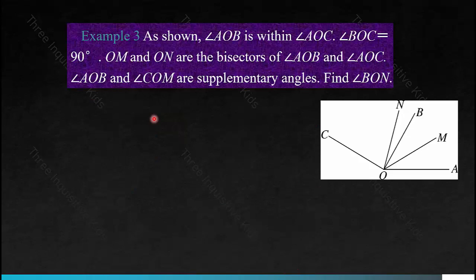Example 3. As shown, angle AOB is within angle AOC. Angle BOC is equal to 90 degrees. OM and ON are the bisectors of angles AOB and AOC respectively. A bisector is a line or a ray that splits an angle in half. AOB and COM are supplementary angles. Find BON. Well, let's do this together.